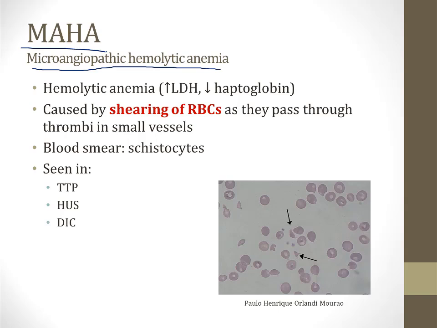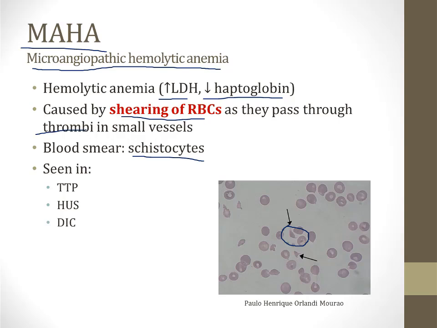This looks like any other hemolytic anemia with increased LDH levels and low haptoglobin levels. However, there is one special feature, and that is the presence of schistocytes. These are schistocytes shown in this blood smear here. They look like fragments of red blood cells, and these are formed by the shearing of red blood cells as they pass through a narrowed portion of the microvasculature, which is obstructed by thrombi.